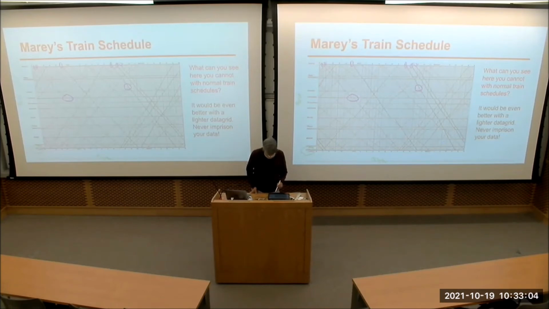One thing that's wrong with this one is that the data grid, the horizontal and vertical lines, are probably too heavy, okay? It'd be better if the grid was lighter, rather than being almost the darkness of the data itself. Any questions? When you have too heavy a grid, they call that imprisoning the data, because it does look like it's in a jail. So, by heavy grid, I mean these horizontal and vertical lines. Okay? Any questions?